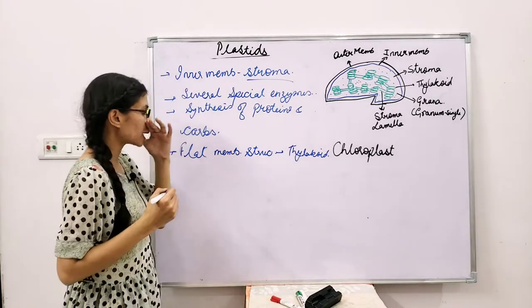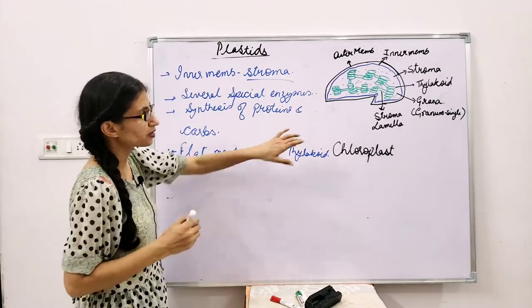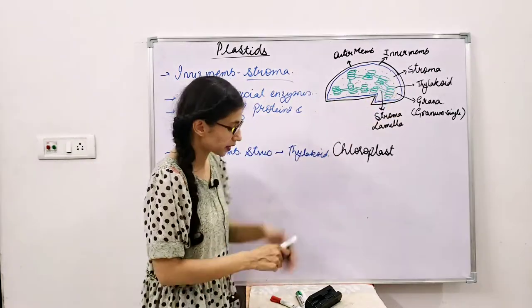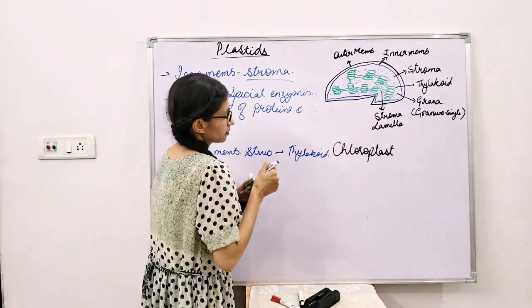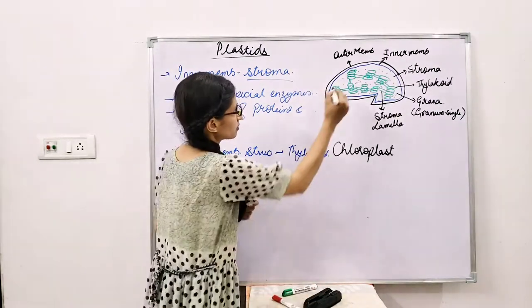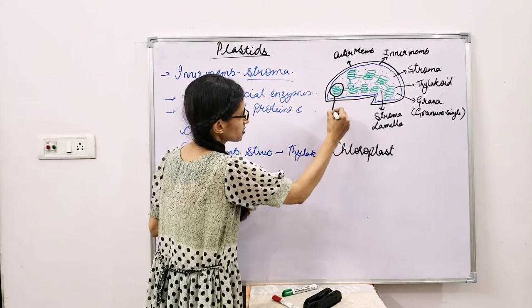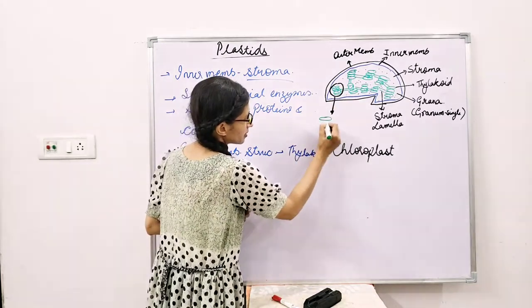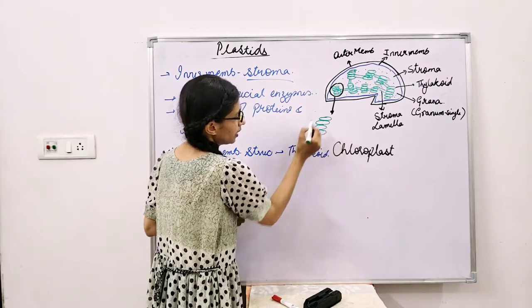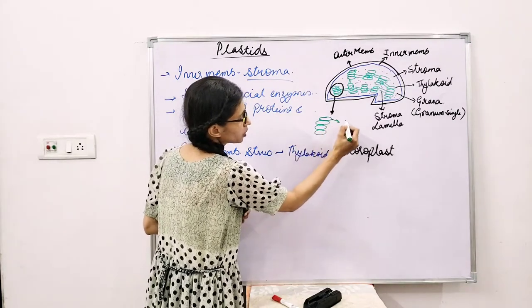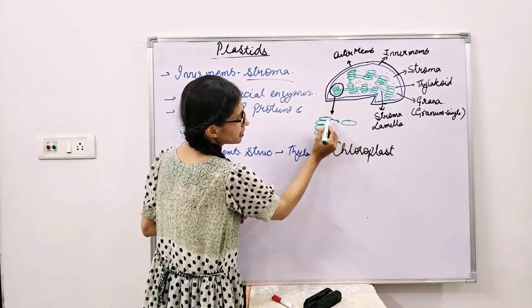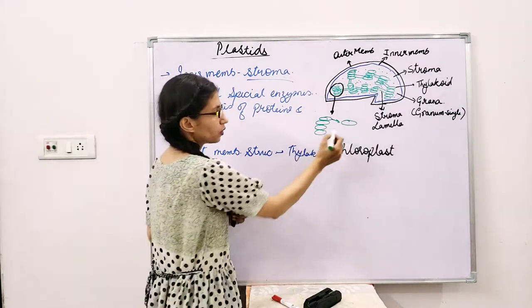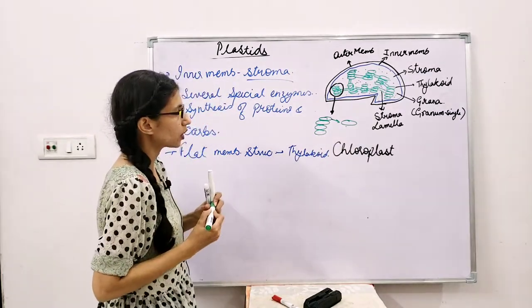Now, talking about the thylakoids, why are these thylakoids so important? When I say thylakoid, I will try to draw this over here so that you can understand. I have drawn this diagram like this. This single one is called a thylakoid.